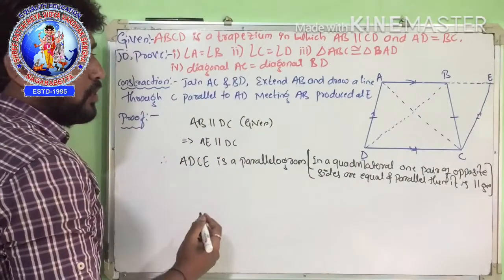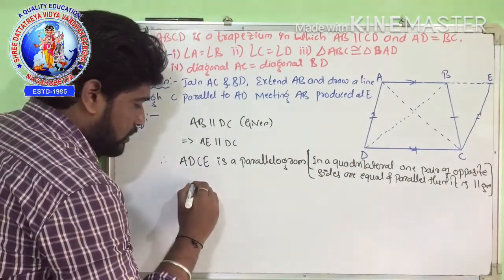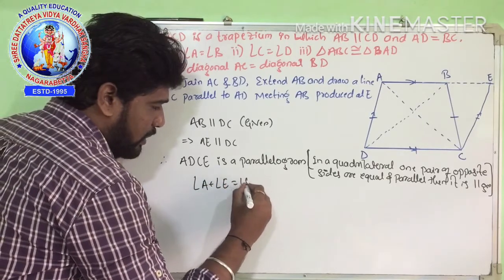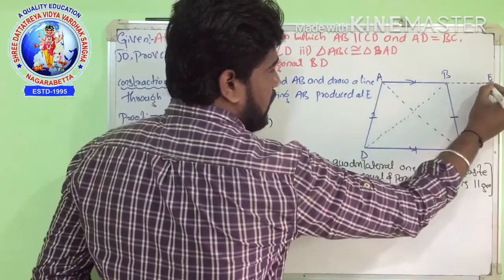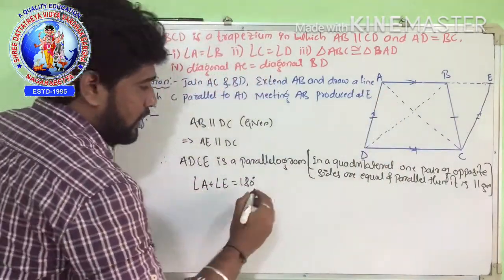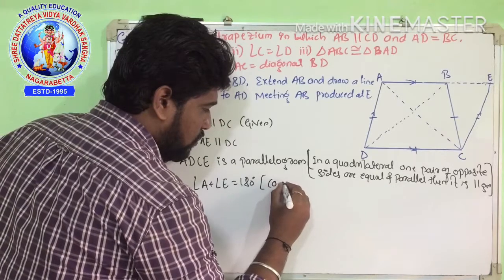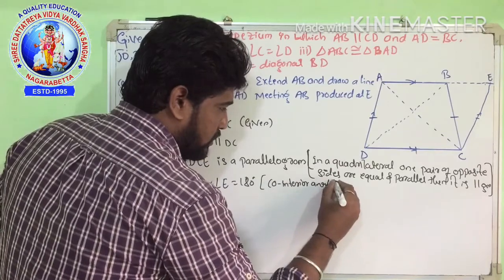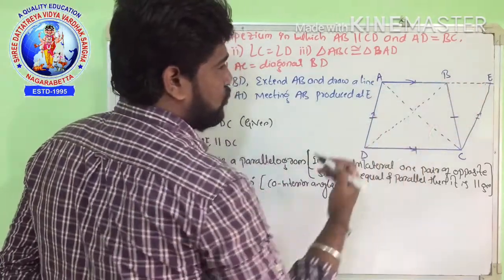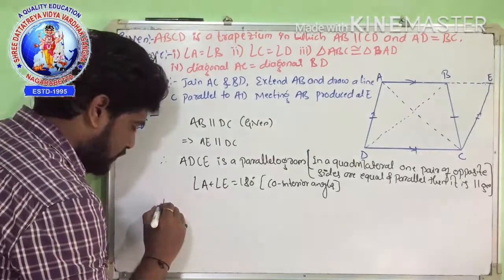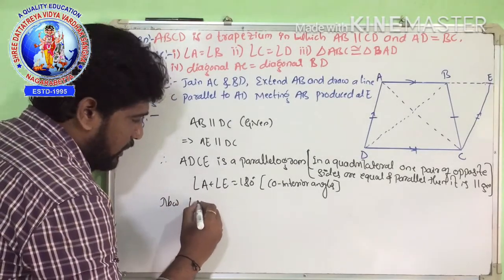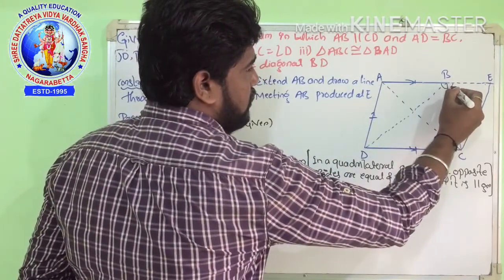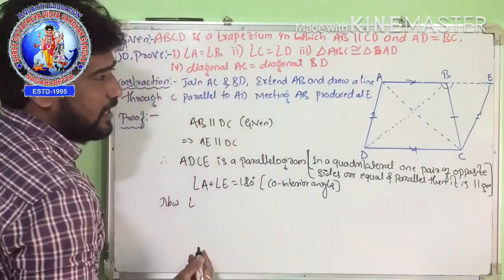So ADCE is a parallelogram, which means angle A plus angle E is equal to 180. Angle A plus angle E, these two angles sum to 180, co-interior angles, right? So sum of these two is 180. And now angle D, this angle, right? And these two, sum of these two angles is 180, linear pair.